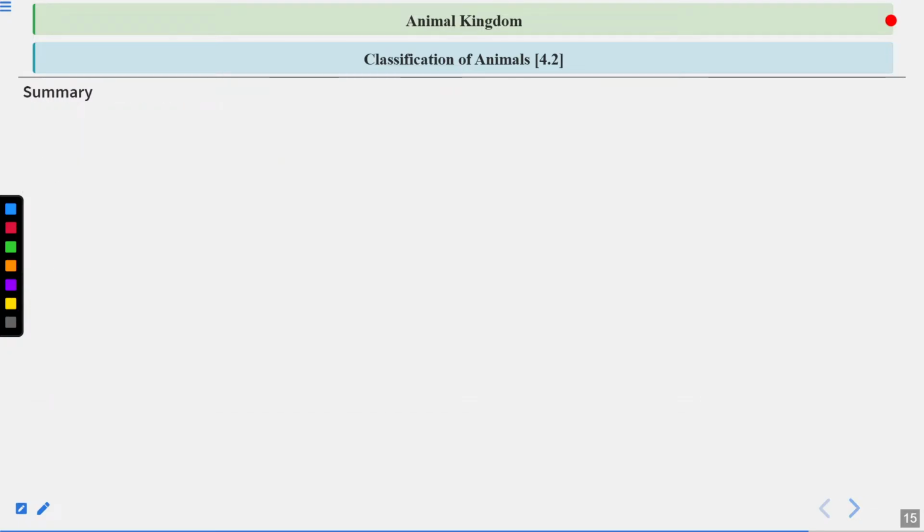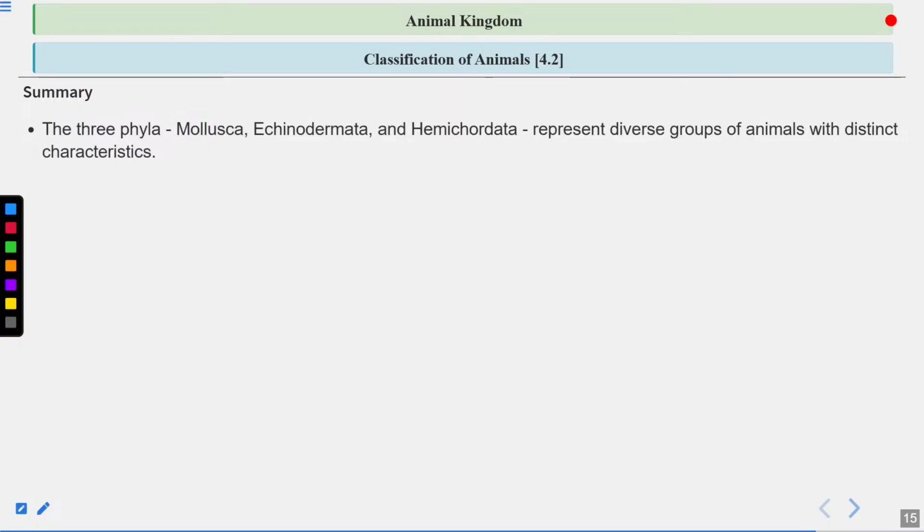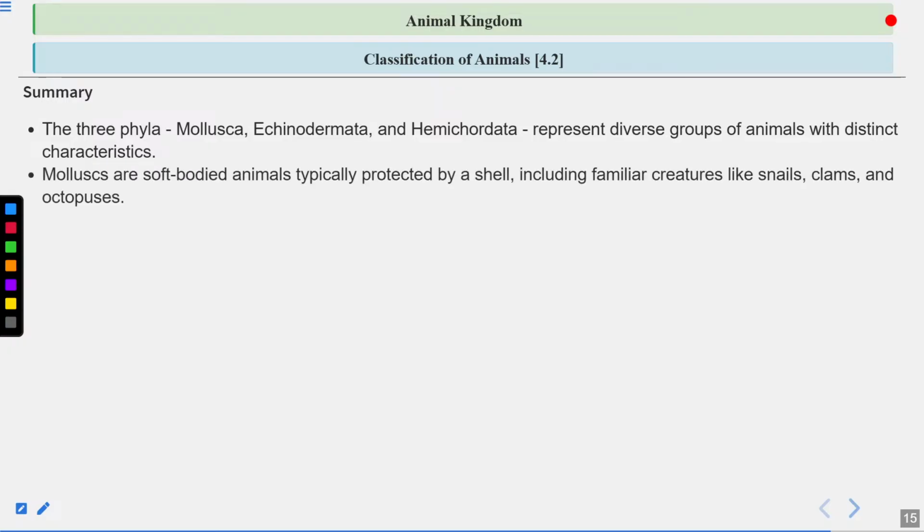Okay, so let's summarize this entire lecture now. We have talked about the three phyla: Mollusca, Echinodermata and Hemichordata. These represent diverse groups of animals with distinct characteristics. Now Mollusca or mollusks, they are soft-bodied animals. This is a typical feature, and their soft body is typically protected by a shell.